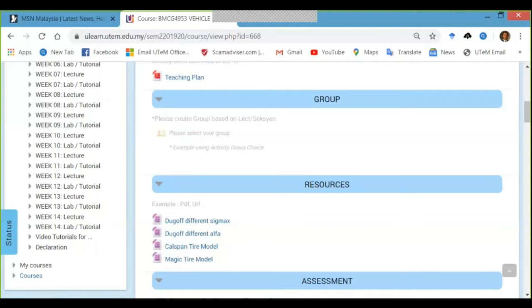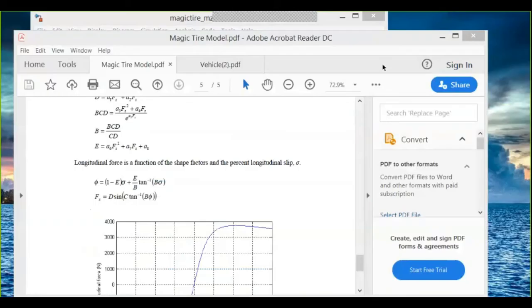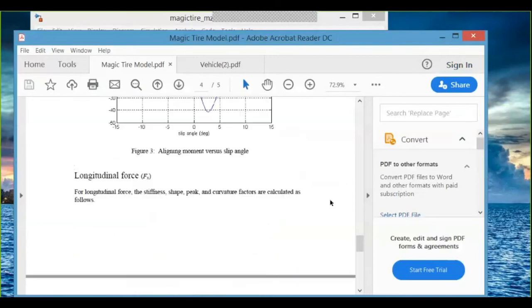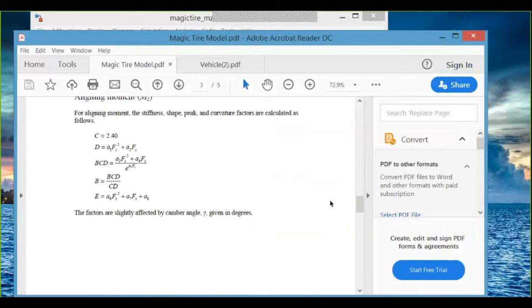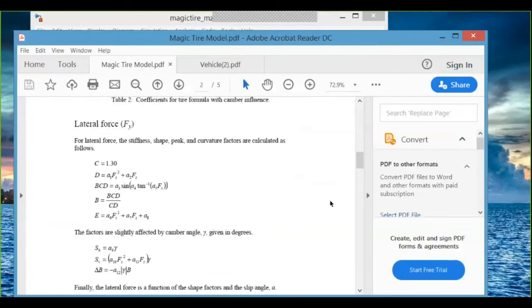I have put the Magic Tire model in ULearn, so you can download and try to run. Magic tire model here. In the Magic Tire model, you have three equations. We want to find the Fx longitudinal force, the Fy lateral force, and the Mz aligning moment using the Magic Tire formula. Here we have three parameters or variables, Fx, Fy and Fz.